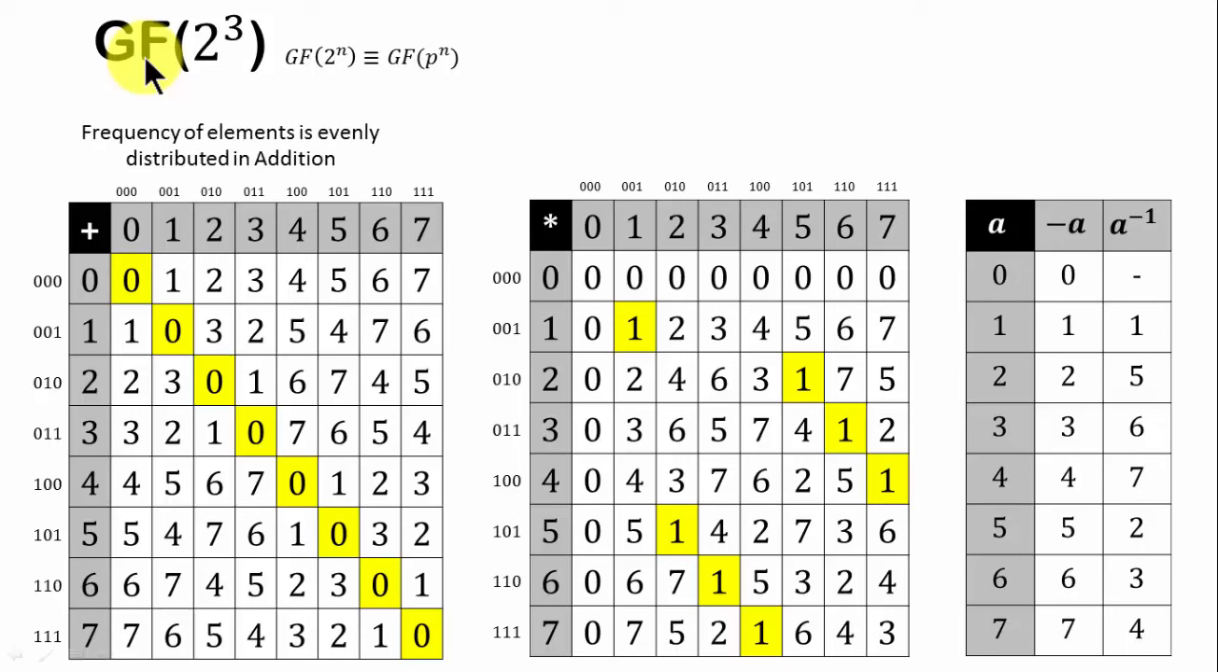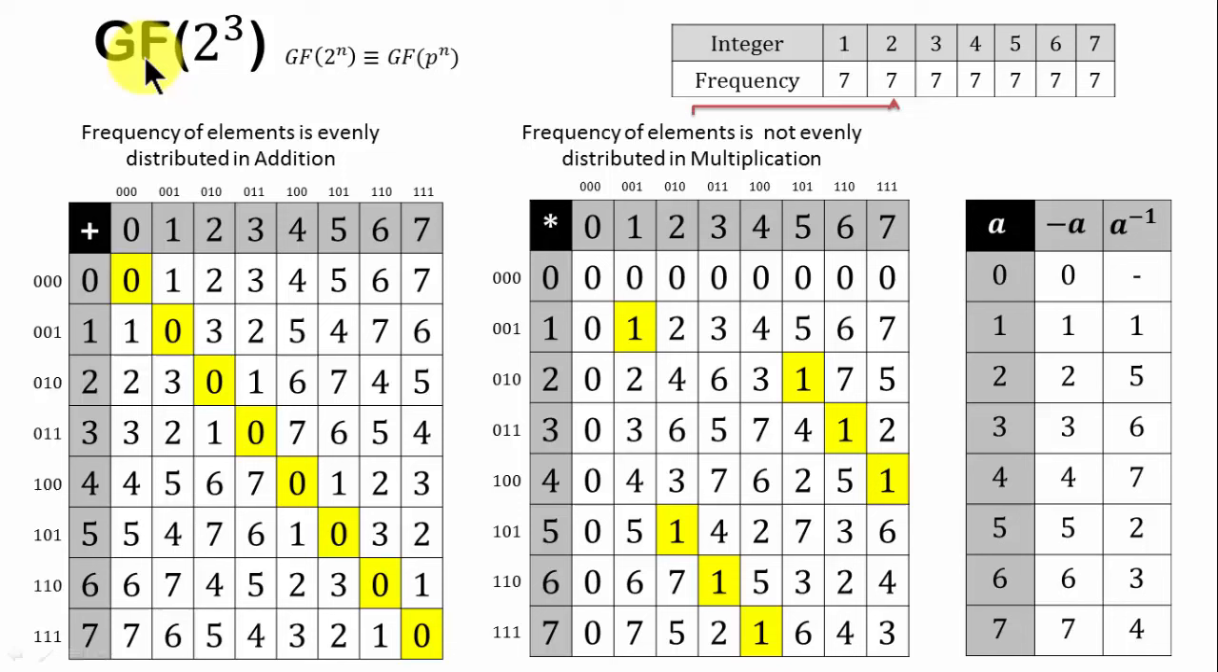Secondly, if we look at the frequency, you will find that 1 is occurring 7 times, and similarly 2 is also occurring 1, 2, 3, 4, 5, 6 and 7 times. So all the elements are occurring an equal number of times. Therefore, the uneven frequency distribution problem has also been taken care of in the Galois field.